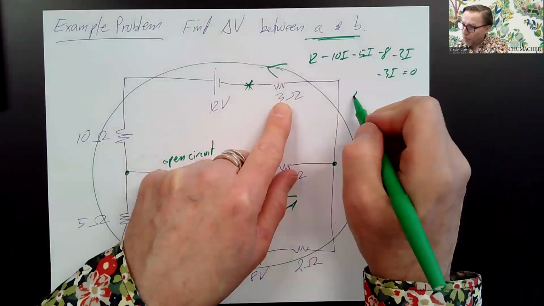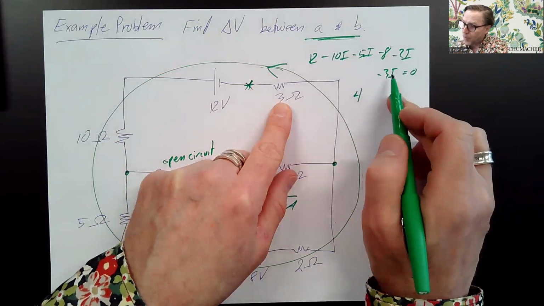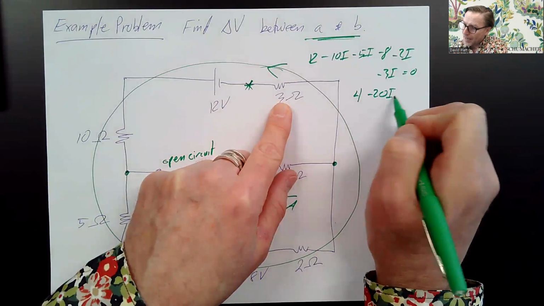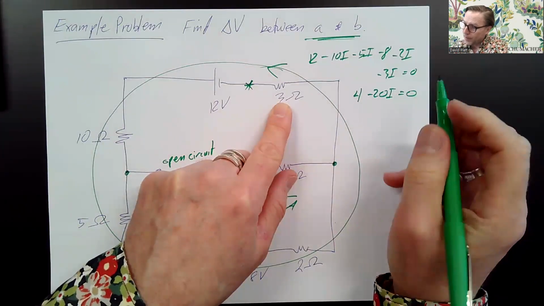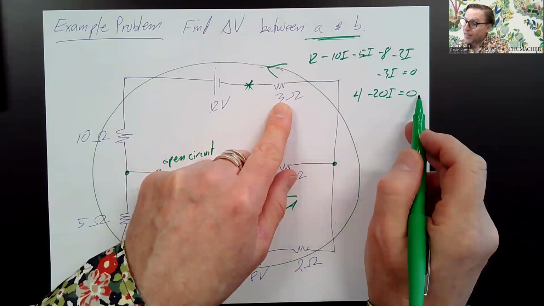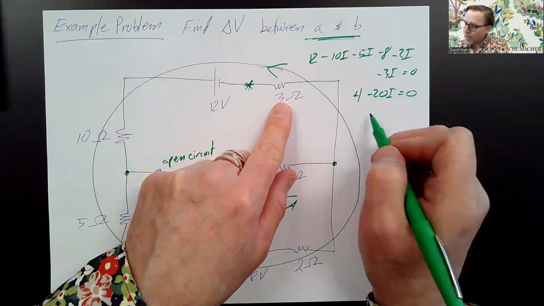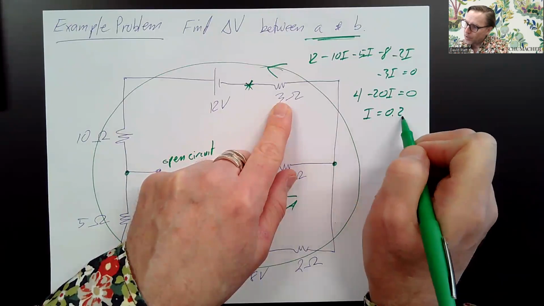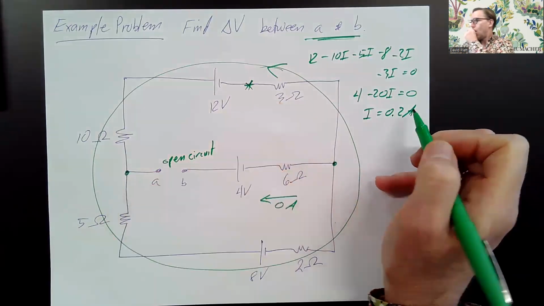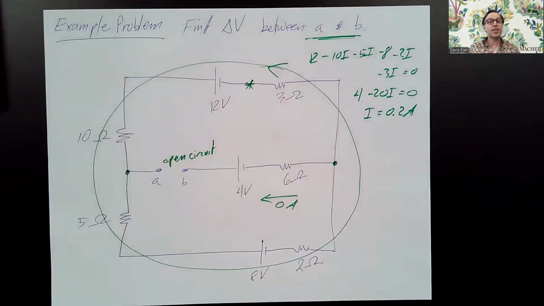12 minus 8 is 4. 10, 15, 16, 17, 18, 19, 20. Minus 20I equals 0. So move this to the right and it becomes positive 20. Divide both sides by 20. 4 over 20 is 1/5, or 0.2. I equals 0.2 amps. So this current is 0.2 amps.